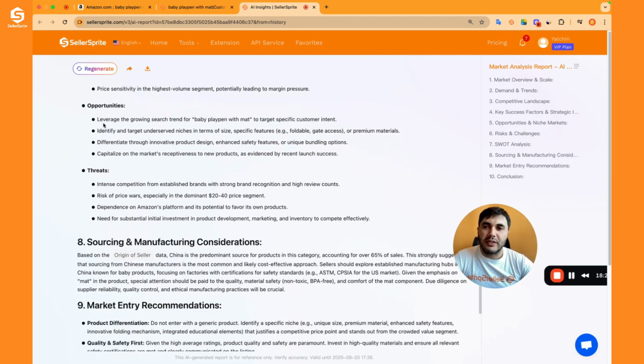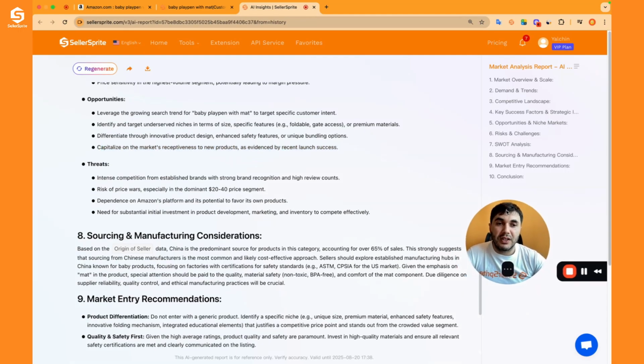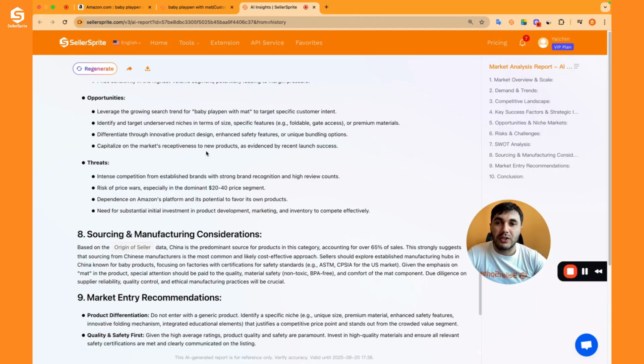Okay, opportunities. Leverage the growing search trend. So some keywords have a growing trend, and we are going to leverage them. Differentiate through innovative product. And this is also very obvious. Capitalize on the market receptiveness to new products, as evidenced by recent launch success. So analyze some new products they launched recently, whose sales are very good and whose trend is also very good. Find out what they are, analyze them and iterate on them.